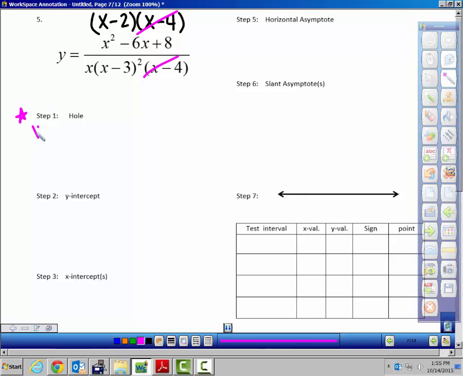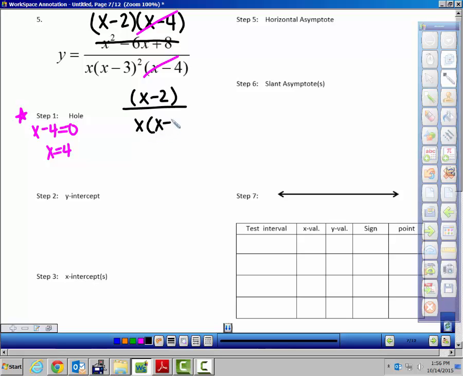So you set the reducing factor equal to 0 and solve. So the x value of the hole is 4, and your new equation then is just, we factored that, it's just x minus 2 over x times x minus 3 squared. So x minus 2 over x times x minus 3 squared.